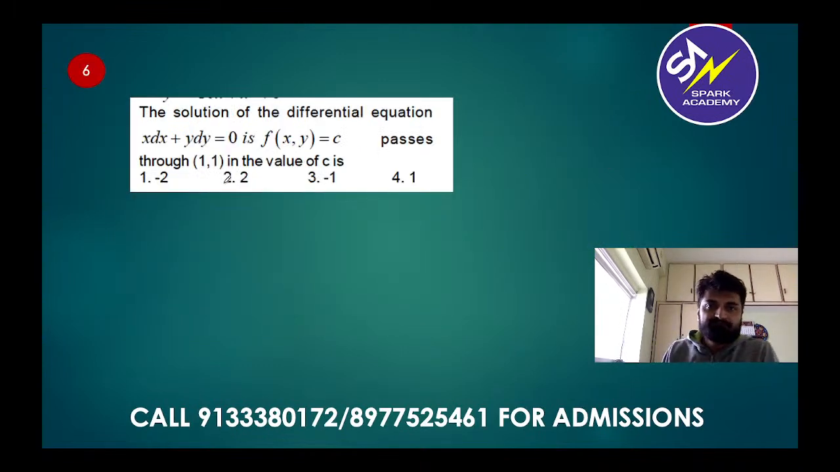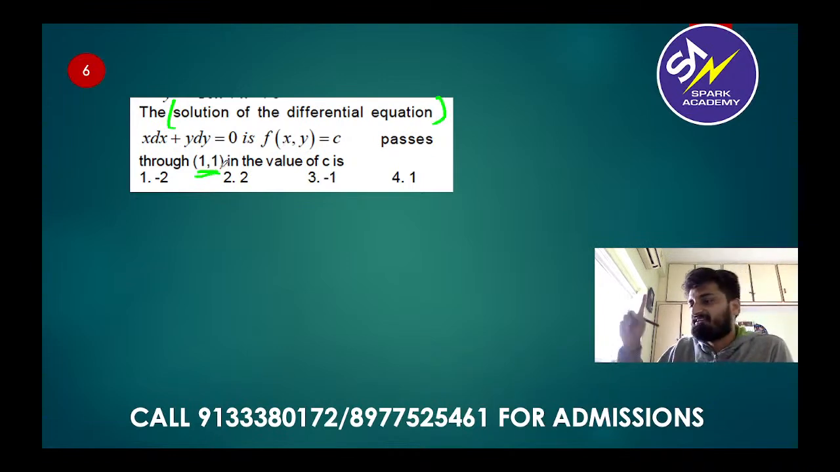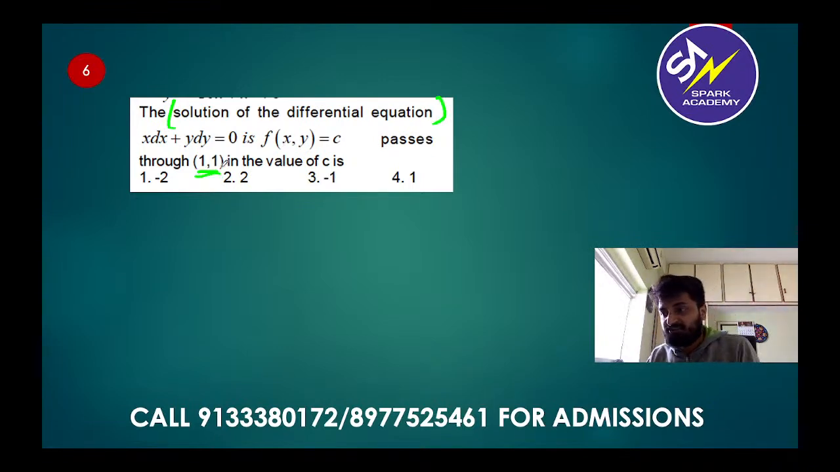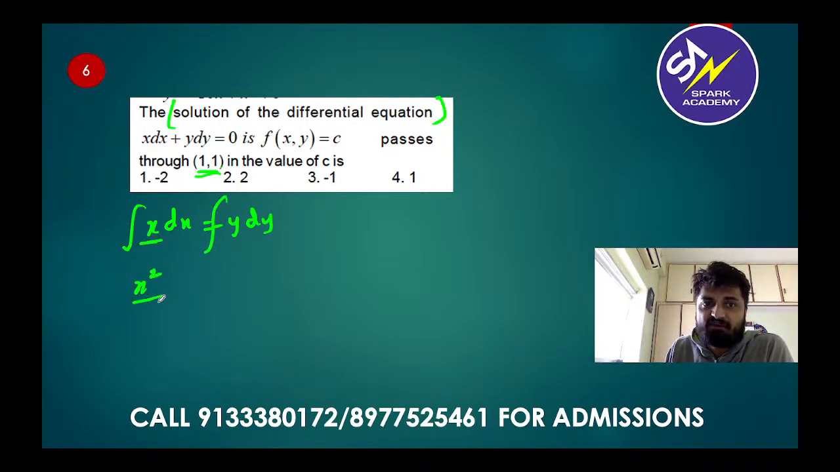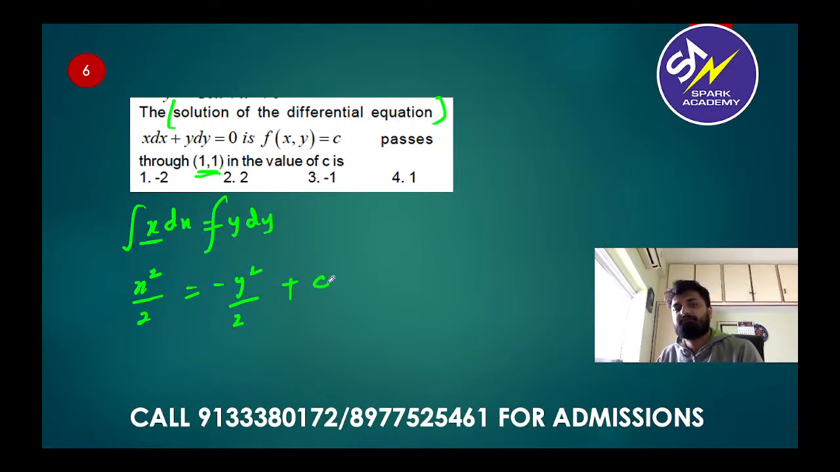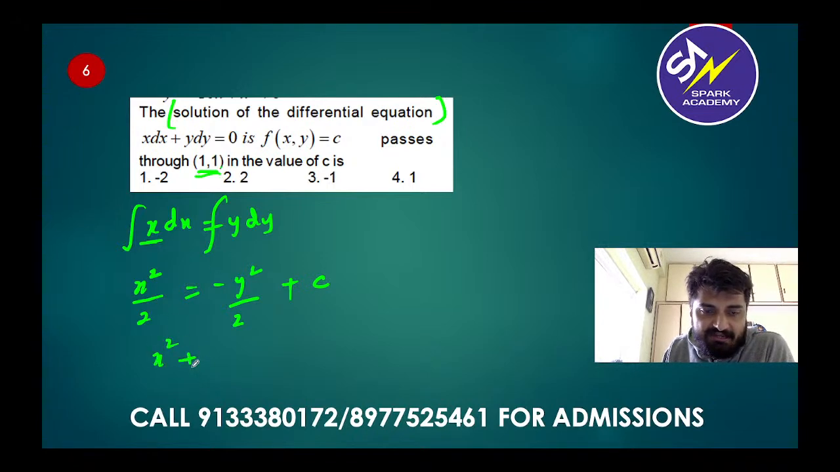You will be getting variable separable based questions as well. Now finally, there's also a solution passing through 1, 1. This is interesting. So please pay attention. These types of questions are also asked. Very good, Vivek, Meghna. You have got it right. So now, x dx equals minus y dy. Again, I can use variable separable, right? Integral x is x square by 2. Integral y is y square by 2 plus c. So if you simplify and cancel, you'll get x square plus y square equal to c.